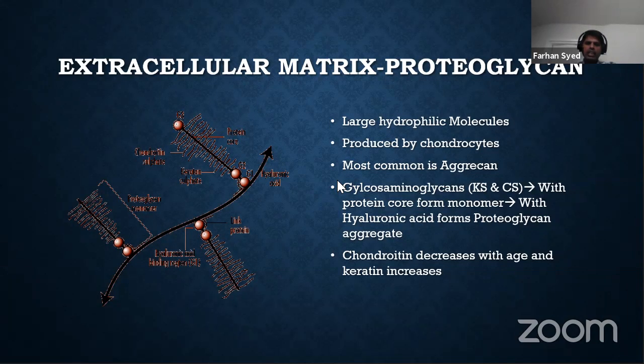Once again, proteoglycan is produced by the chondrocytes. The most common proteoglycan is aggrecan. Aggrecan is made up of glycosaminoglycans. The 2 common glycosaminoglycans are keratan sulfate and chondroitin sulfate. In this diagram, you can see that there is keratan sulfate present here, and the chondroitin sulfate which attaches to the protein core. This forms the polypeptide monomer. This polypeptide monomer attaches to the hyaluronic acid to form the proteoglycan.